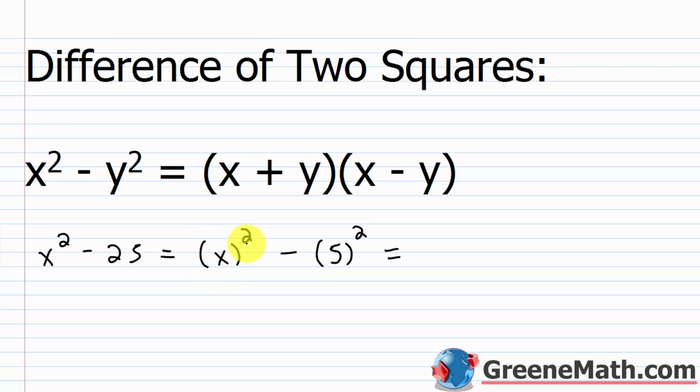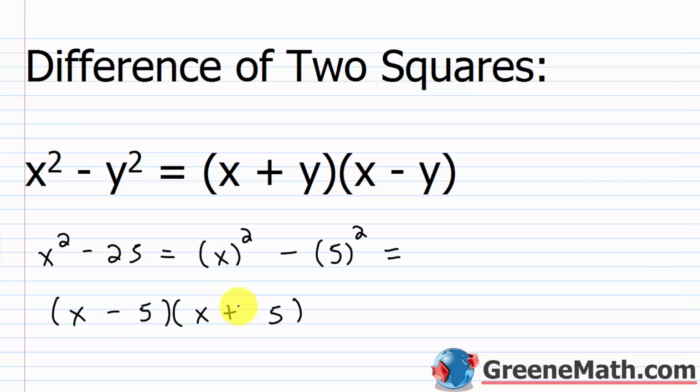So what's being squared here minus what's being squared here. The first thing that's being squared goes in the first position of each binomial. So I'll put an x in the first position of each binomial because that's the first thing that's being squared. The last thing that's being squared, in this case a 5, goes in the last position of each binomial. Very easy to remember. And then you just have alternating signs. So you have a plus and a minus, or you could flip that around and put a minus and a plus. Very, very easy.